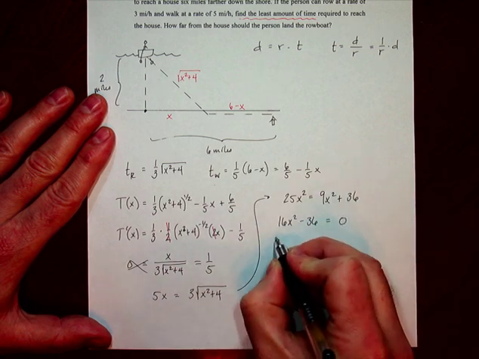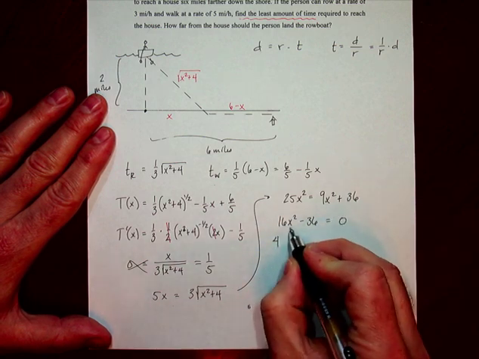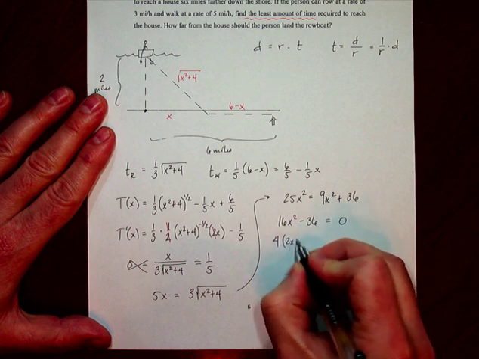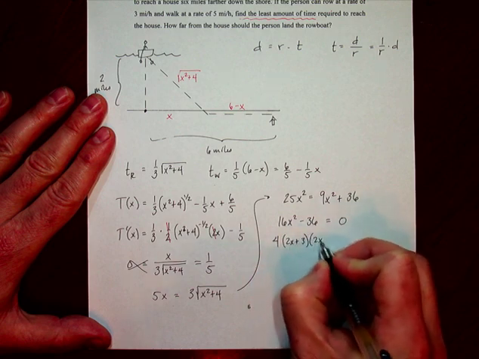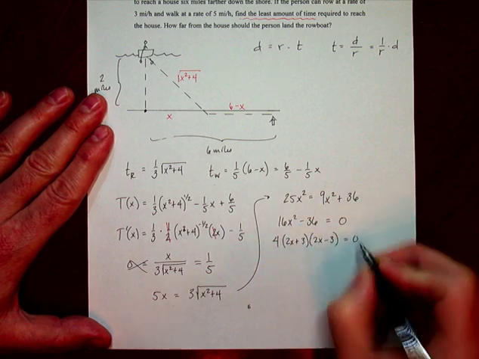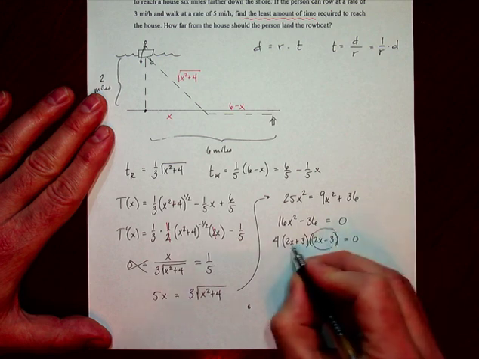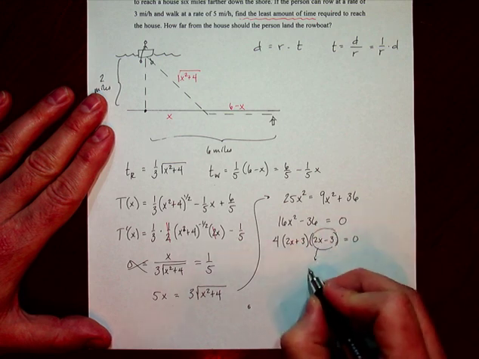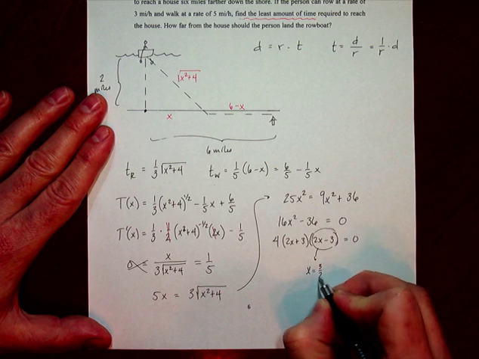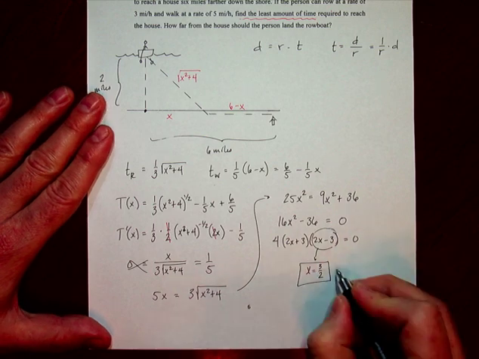And I can pull out a 4, and I'm going to get 4 times x squared minus 9, or 2x plus 3 and 2x minus 3. The one that's 2x plus 3 is going to give me a negative x value, but this is going to give me x is equal to 3/2. That's my critical value, right?